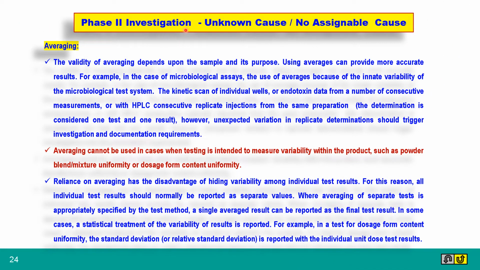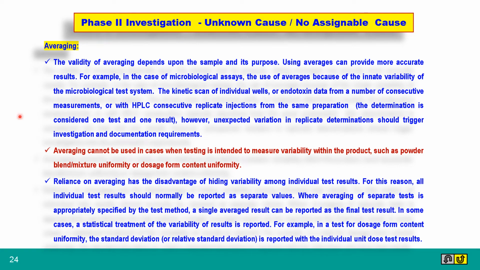Phase 2 investigation, unknown cause/no assignable cause. Averaging. The validity of averaging depends upon the sample and its purpose. Using averages can provide more accurate results. For example, in the case of microbiological assays, averages are used because of the innate variability of the microbiological test system. Examples include the kinetic scan of individual wells, endotoxin data from a number of consecutive measurements, or HPLC consecutive replicate injections from the same preparation.